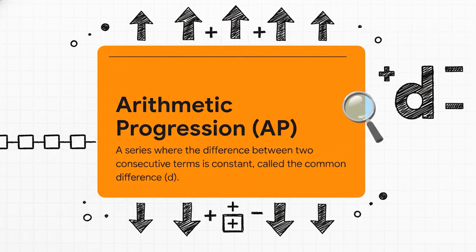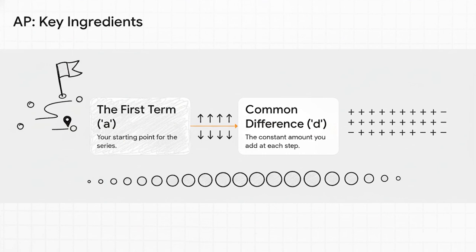That amount, whether it's big or small, positive or negative, has a special name, the common difference, and we just call it D. And you can see just how simple this is. To build any AP you could possibly imagine, you only need 2 things. First, a place to start, we call that A, and second, the size of your step, our common difference, D. And that's it. With just those 2 little pieces of information, you can build an entire infinite series.